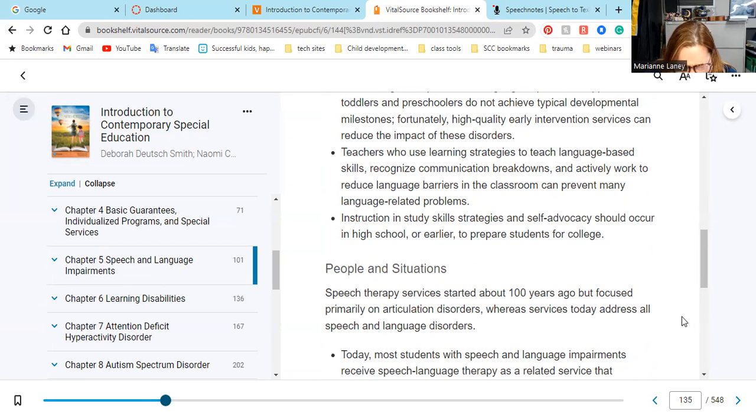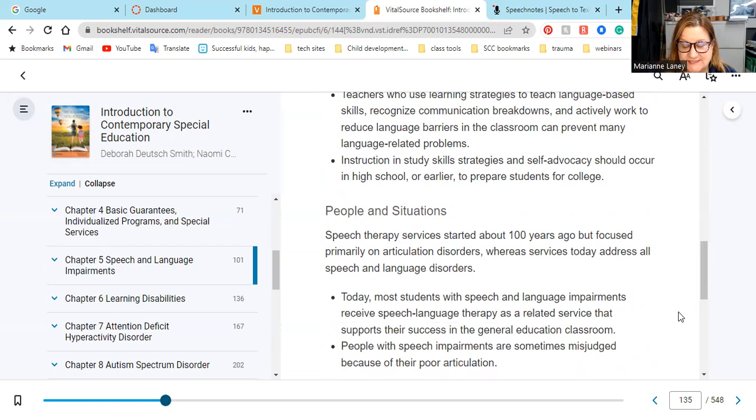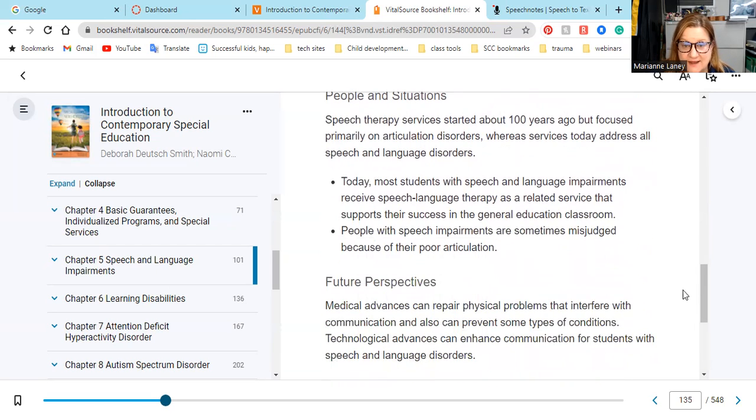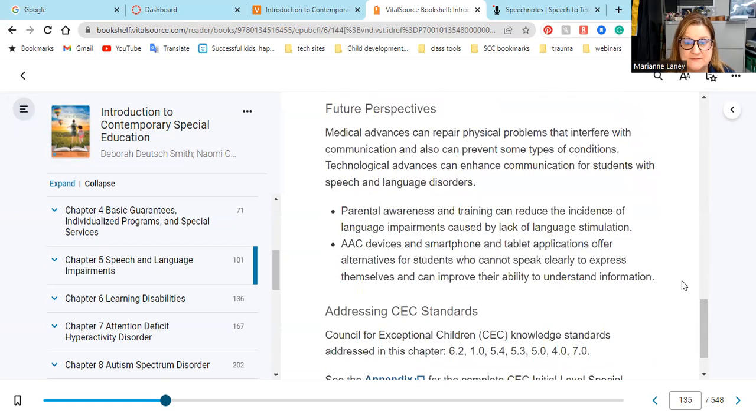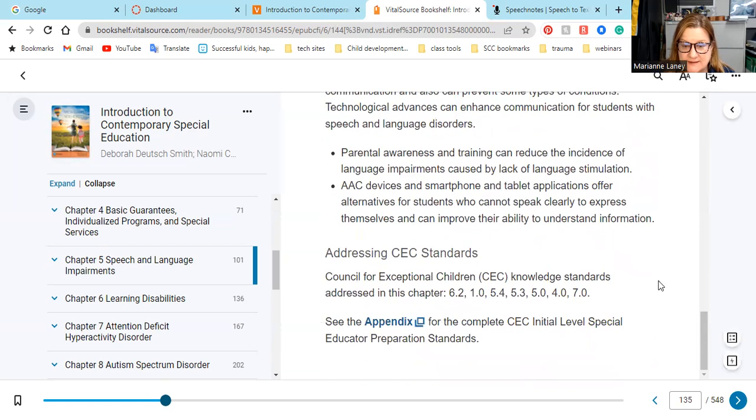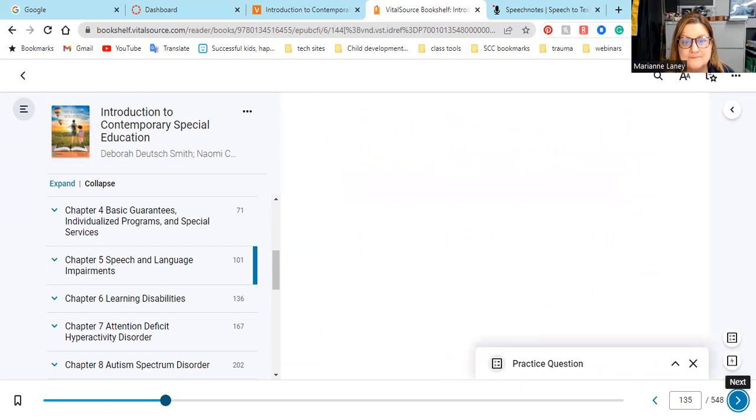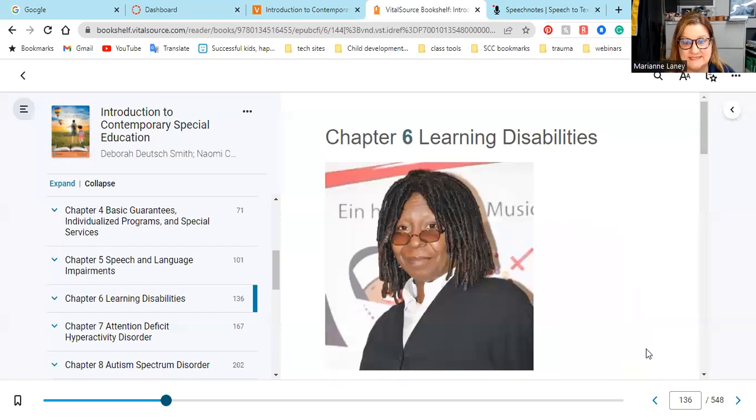Well, people and situations, again, this has been around for quite some time. And future perspectives, we have a lot of technology that supports. And then this right here, Council for Exceptional Children. We have standards here, but I don't test us on those. But at the same time, this does follow what needs to happen for children like that.